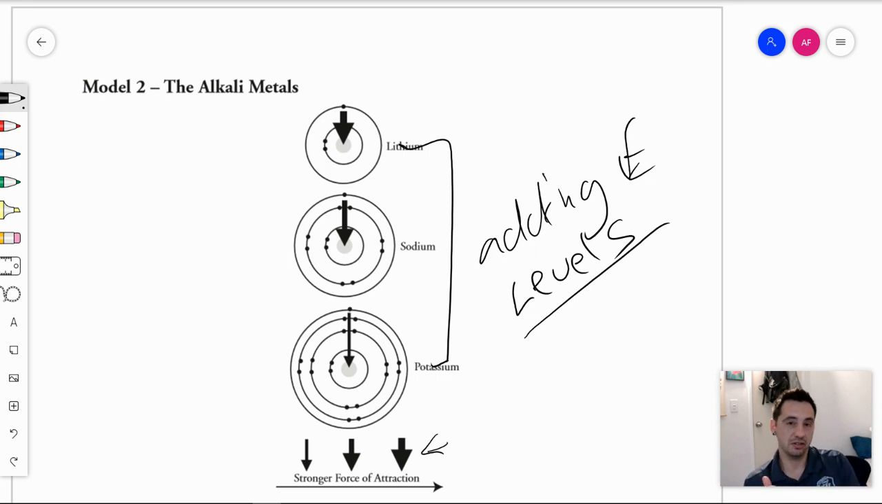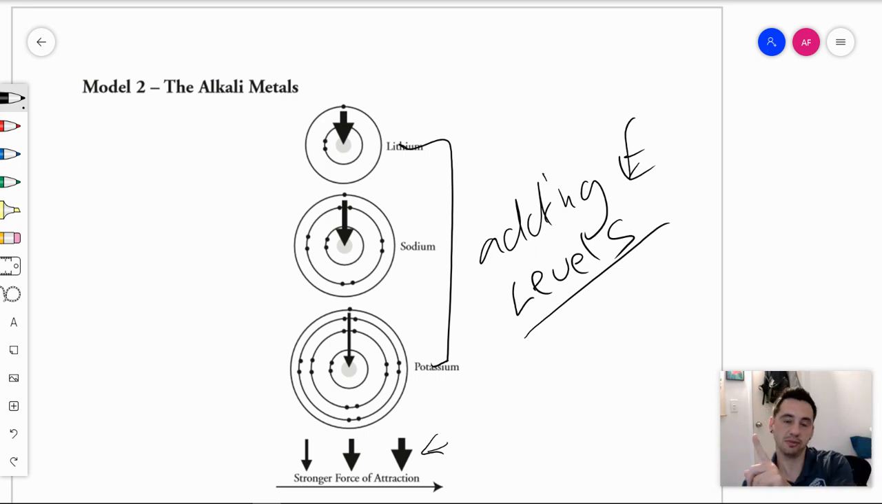So you can think of it like a Russian nesting doll, or even like an onion, they have layers. As you add more layers, more energy levels, it's getting farther and farther away from the nucleus. That's really important to understand that as we go down, we add energy levels.